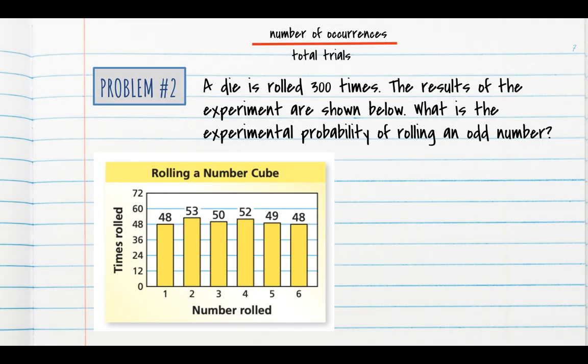I want you to try a second problem. Same experiment. We rolled the die 300 times. We kept track of what we rolled and put it into a bar graph. What is the experimental probability of rolling an odd number? In other words, what percent of the time did an odd number occur? Pause the video while you're working this problem, and then press play when you're ready to check your work.